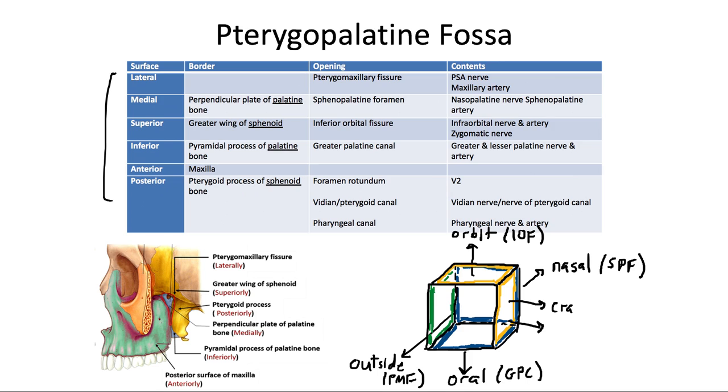The cranial cavity, where the brain lives, is reached via the foramen rotundum and the vidian or pterygoid canal. So foramen rotundum transmits V2, the second division of the trigeminal nerve. The vidian canal or pterygoid canal transmits the vidian nerve or the nerve of the pterygoid canal. So those names perfectly line up with one another. So both of those are going through to the cranial cavity.